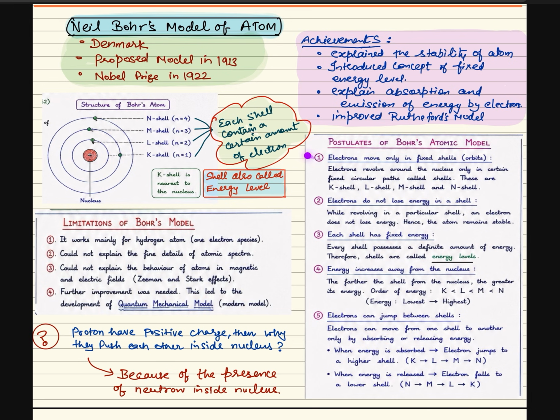So these are the postulates: electrons move in fixed shells or fixed orbits or fixed energy levels. K, L, M, N, he named the shells. Electrons do not lose energy in a shell. If it is in this shell, it will not lose energy. It will constantly move in this shell only. It will not go to this, not go to this.